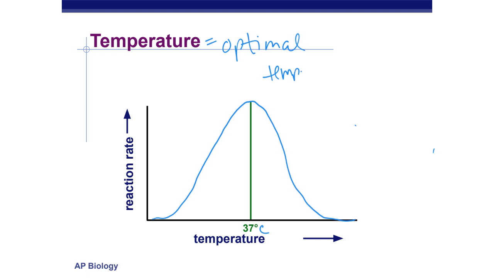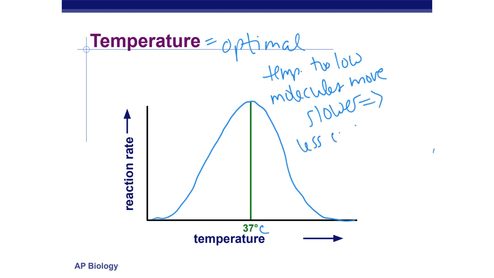Okay, so when the temperature is too low, the molecules, think back to middle school science, the molecules move slower. Well, enzymes and substrates literally have to physically run into one another. So if the molecules are moving very slowly, then I'm going to have less collisions. Therefore, I have fewer enzyme reactions because I have fewer substrates running into enzymes, right?